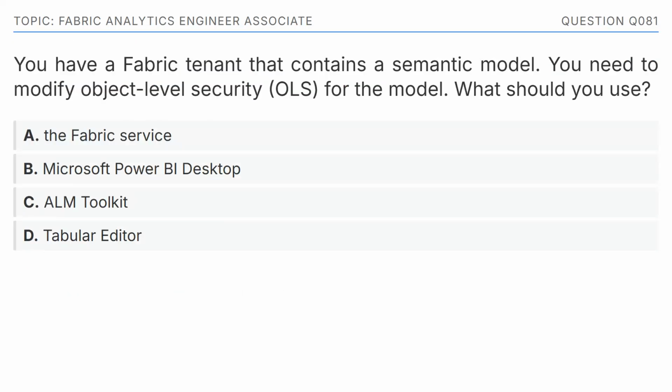You have a Fabric tenant that contains a semantic model. You need to modify object-level security, OLS, for the model. What should you use? The options are: Option A, the Fabric service. Option B, Microsoft Power BI Desktop. Option C, ALM Toolkit. Option D, Tabular Editor.